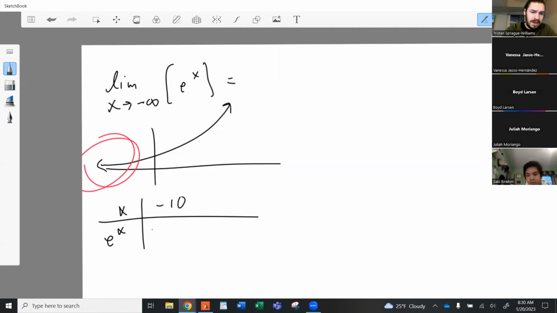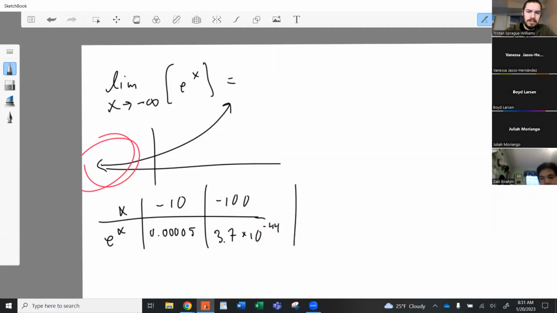E to the -10 is like 0.00005 ish. And then if you plug in like -100, you get something even smaller. E to the -100 is like 3.7 times 10 to the -44, which is a very, very small number, close to 0. So as we're approaching negative infinity here, this is getting close to 0. We have a horizontal asymptote at 0 because the left side end behavior limit is 0. Okay.